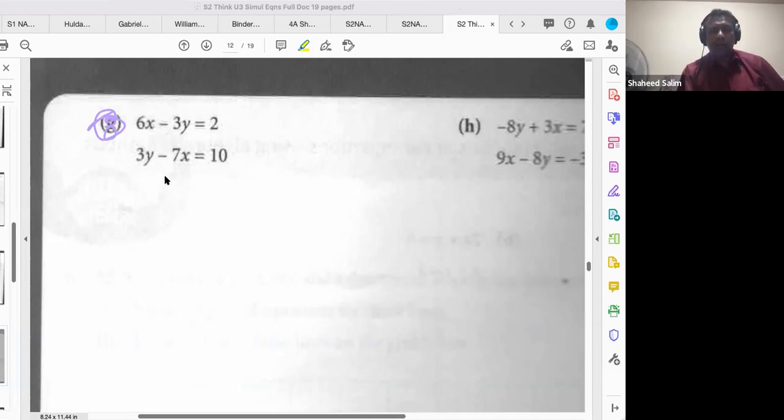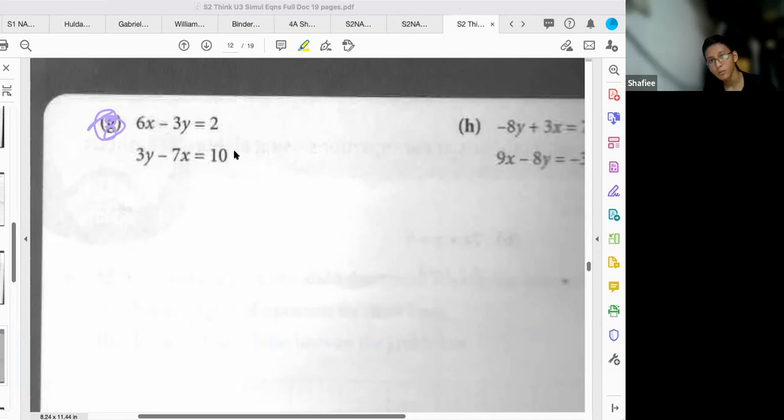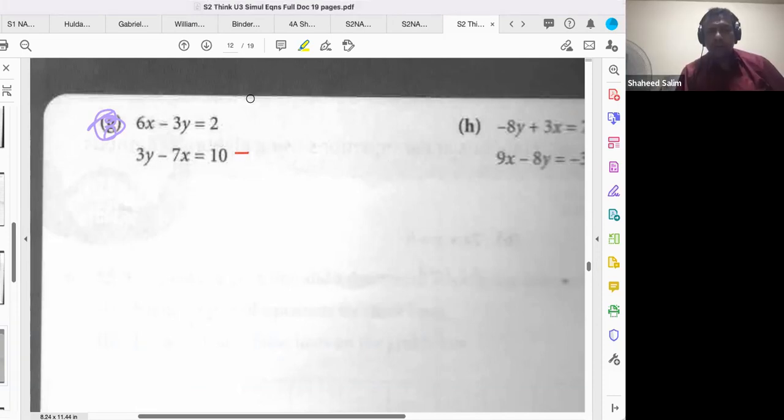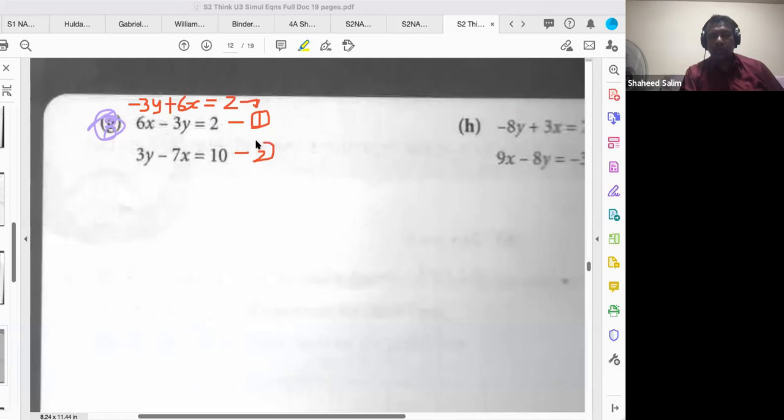So now we rearrange this. Okay? This one now we call this equation 1. Okay, we can call this equation 1, but I want to change this one. What I want to change? I want to put the 3y down here. Minus 3y plus 6x. Okay, but this is equation 1. Equation 2 is here.